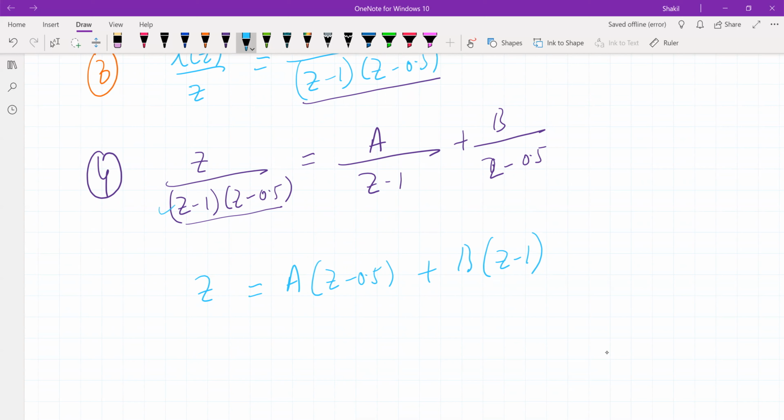So to multiply this first, z minus 1 and z minus 1 will cancel, we will be left with only this. Same way, if we multiply this with this term, z minus 0.5 will cancel with this one, we will be left with z minus 1.